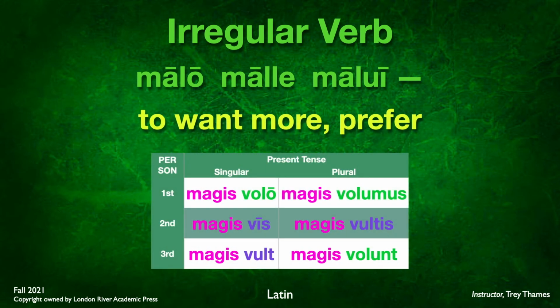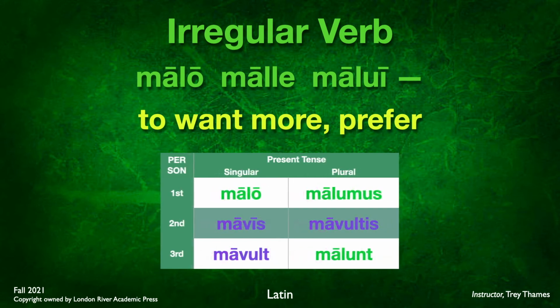So here it should be technically magis plus all of these forms of volo. But if you remember the pattern, the three that are in green here are going to completely contract with magis. The other three in the purple here are going to simply add the ma to the front of these words. So here's what it's going to look like. We're going to end up with mālō, mavis, mavult, mālumus, mavultis, mālunt.